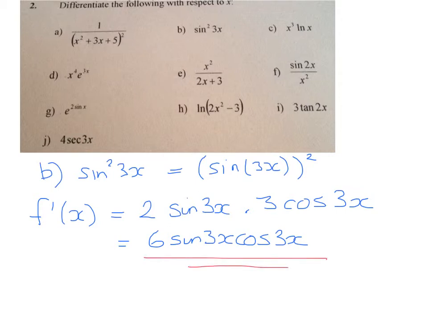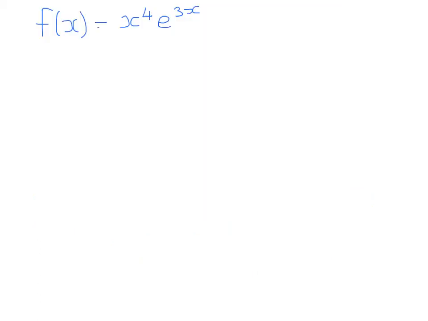Okay, next we're going to look at D. We've got x to the power of 4 e to the 3x. This is a product. There's 2 functions of x there being multiplied together, so we need to use the product rule. So we're going to let u be equal to x to the power of 4. And if we differentiate that, we'll have 4x cubed.